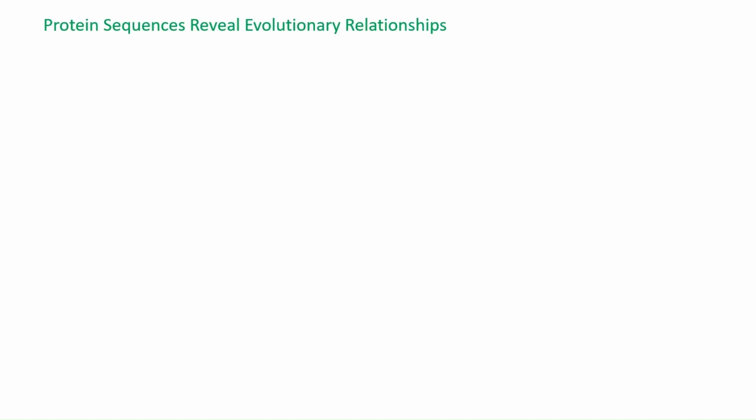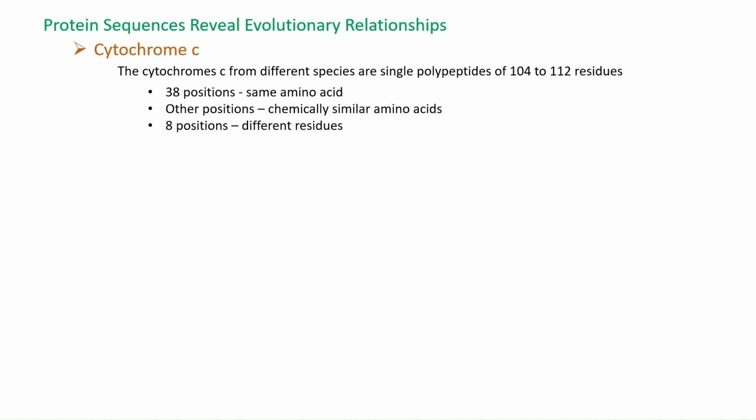Now the sequence of the protein reveals evolutionary relationships. That means by comparing the sequences of different proteins, we can trace their evolutionary relationship. For example, this particular protein, cytochrome C. Cytochrome C from different species are single polypeptides of 104 to 112 amino acid residues. So this cytochrome C is found in all the species and it is a single polypeptide consisting of 104 to 112 residues. Now among these many residues, there are 38 positions where the amino acid is conserved.